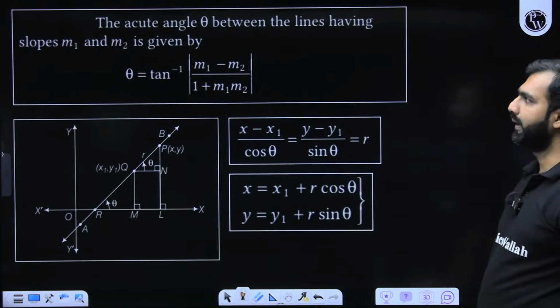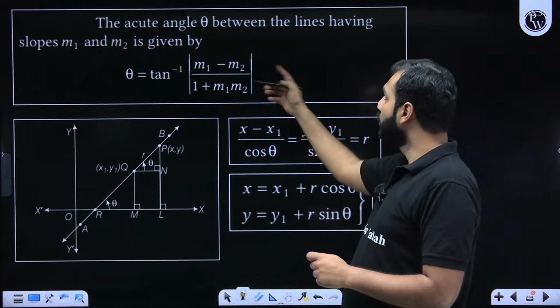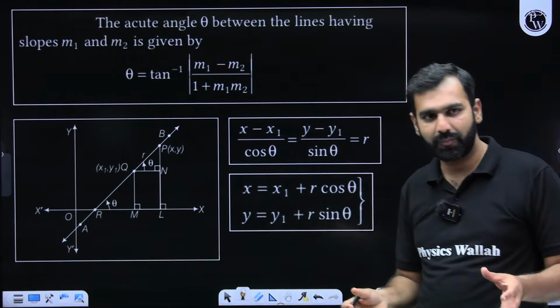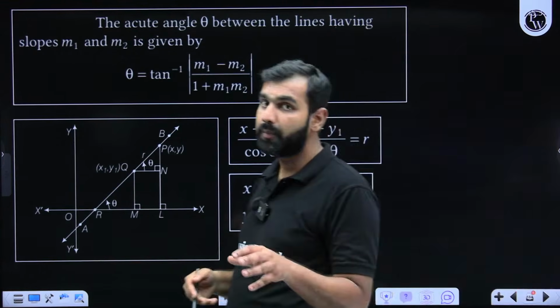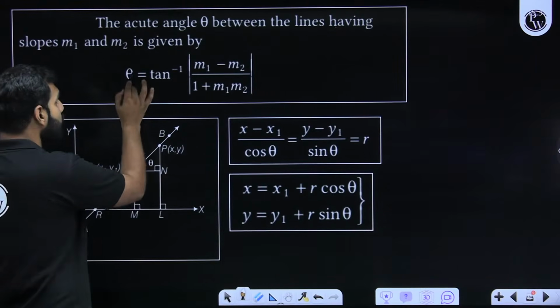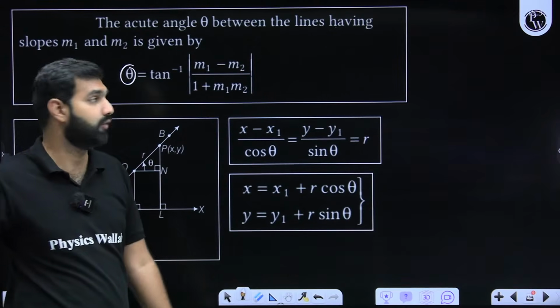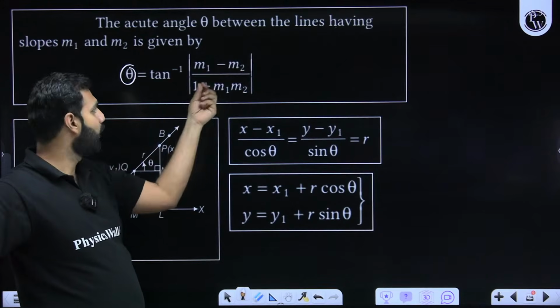From here, when I go ahead, let's say I am given two straight lines which have slopes m1 and m2. If I wish to figure out the angle between these two straight lines, the acute angle theta is given by tan inverse of the modulus of (m1 minus m2) upon (1 plus m1 m2).